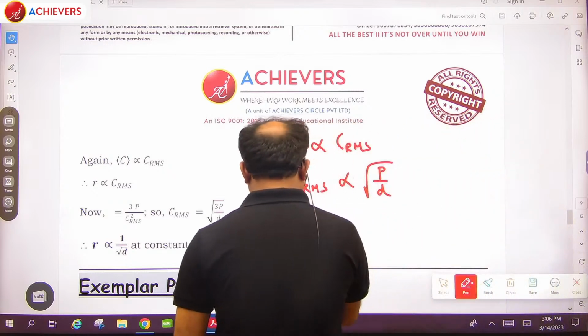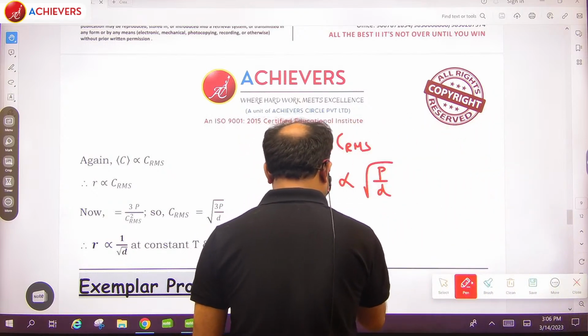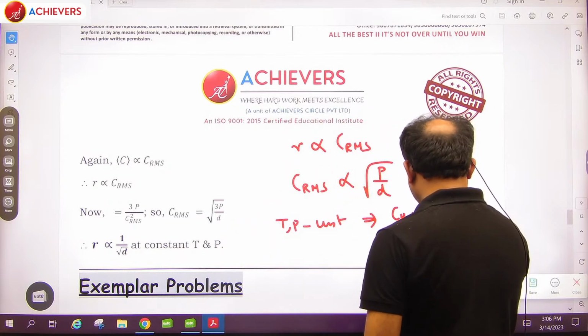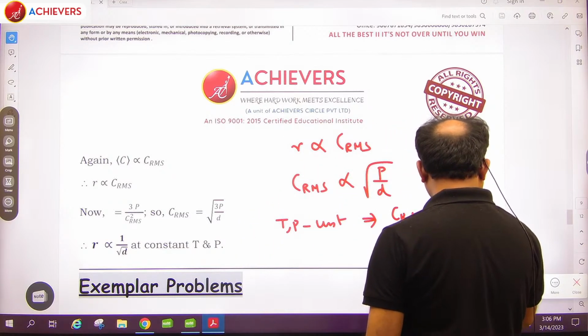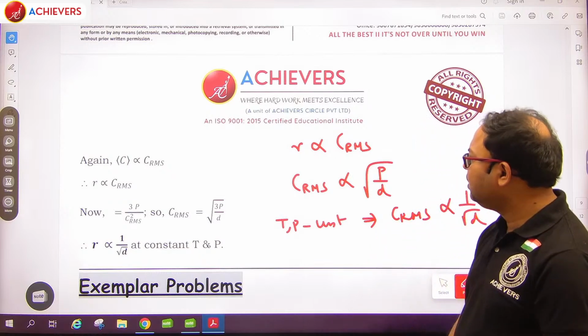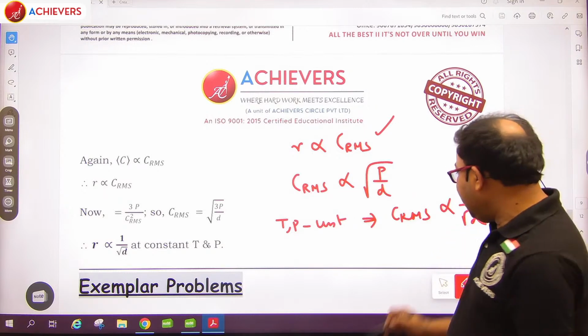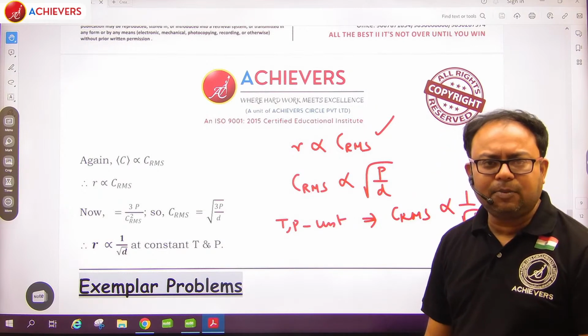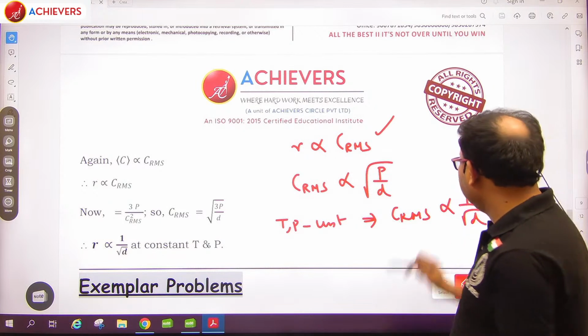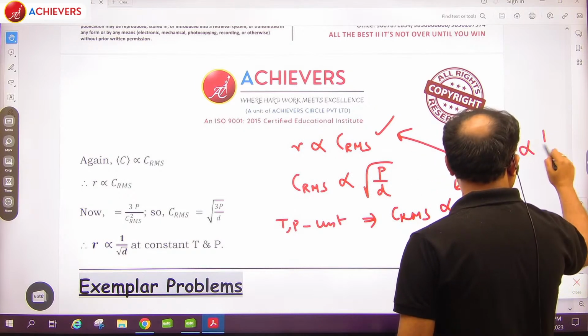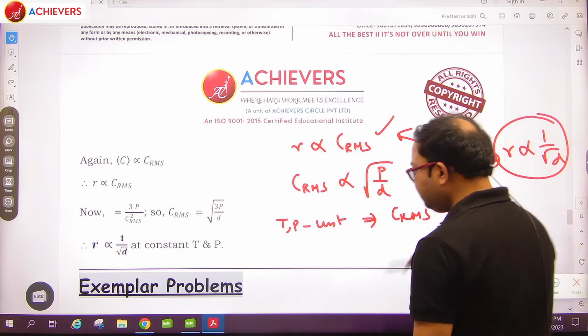Now if you keep temperature and pressure constant, then P is constant, and CRMS becomes proportional to square root of 1 by D. So R is already proportional to CRMS, and CRMS under this condition is proportional to 1 by square root of D. So if we connect these two, we are getting R to be proportional to 1 by square root of density.